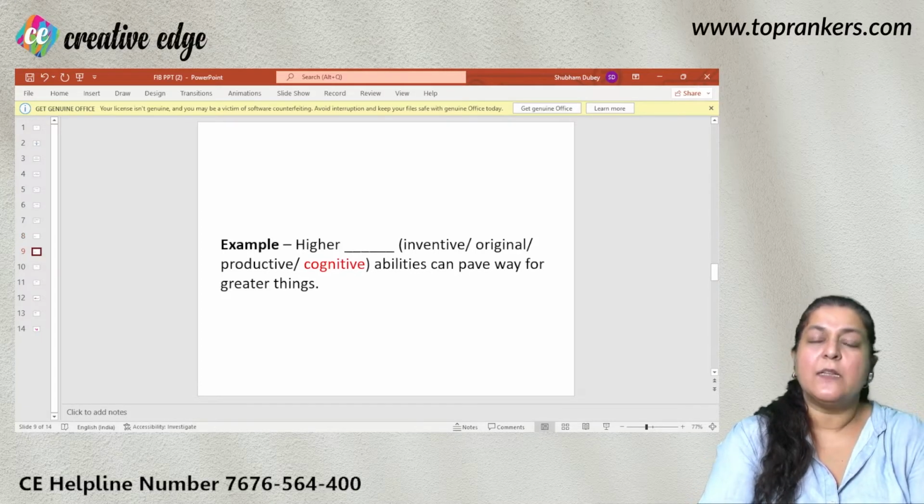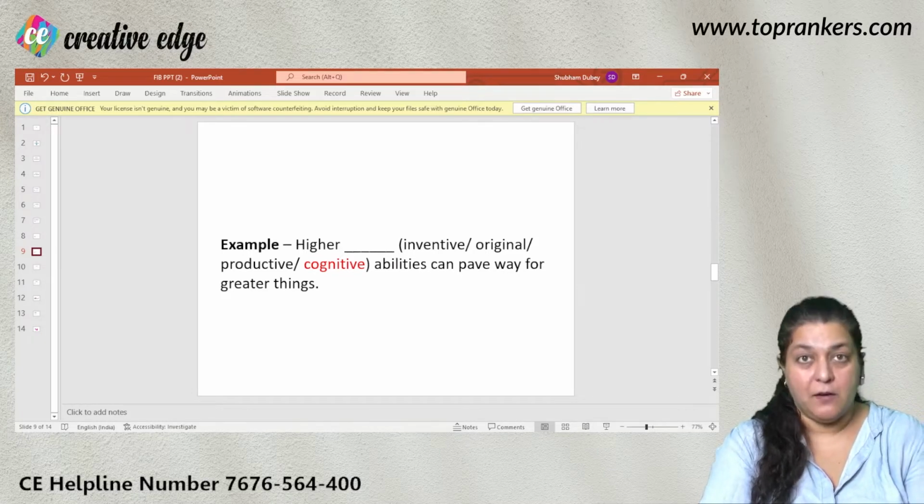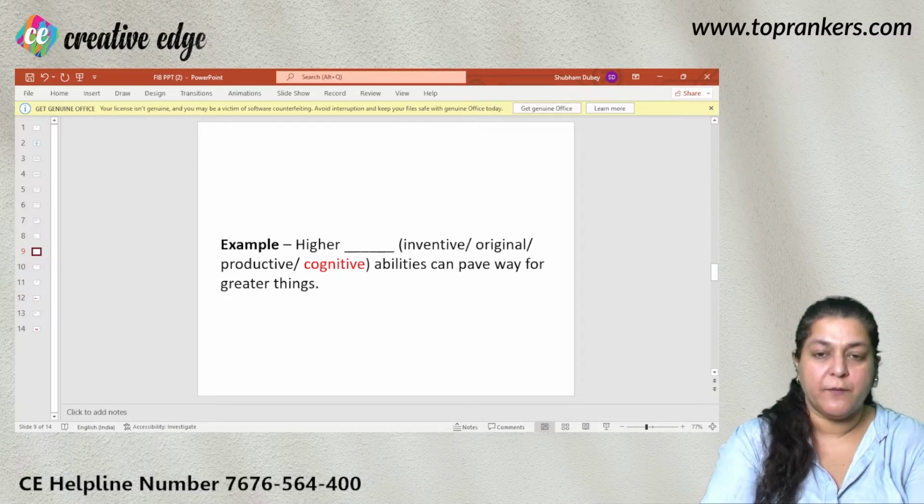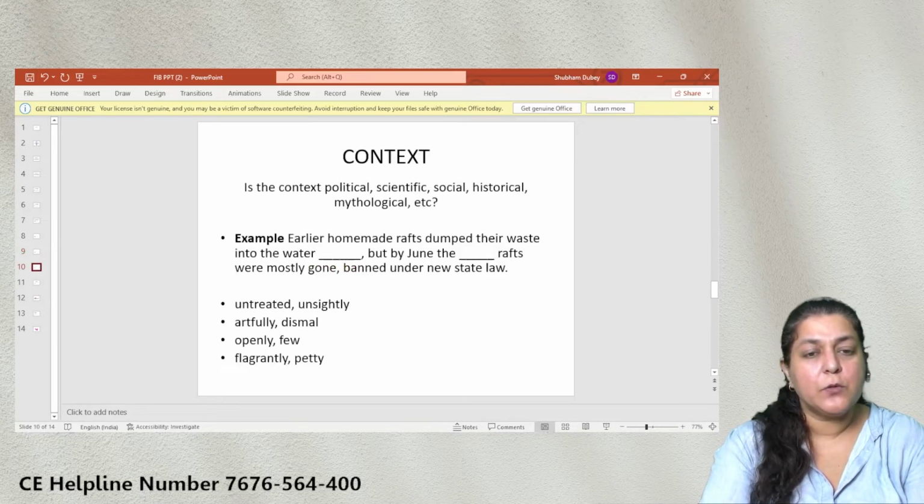Yes. So the answer for this would be cognitive. All right. Why would that be? Because when we say abilities, your abilities cannot be inventive or original, right? It cannot be higher productive. So that's the reason why cognitive fits there best. Okay, let's go on to the next thing.